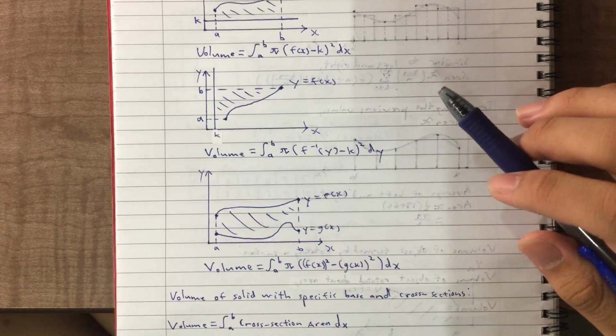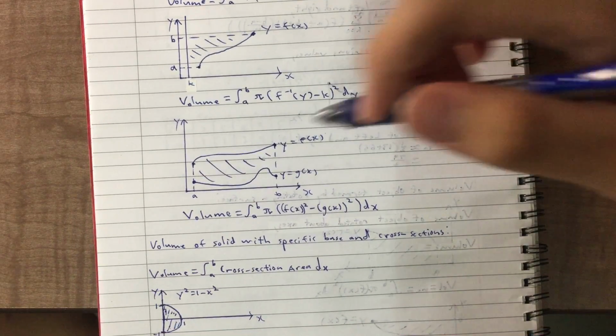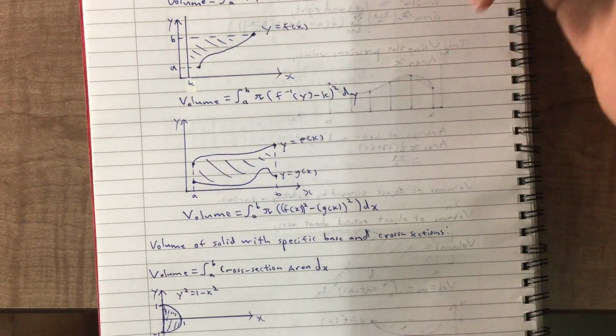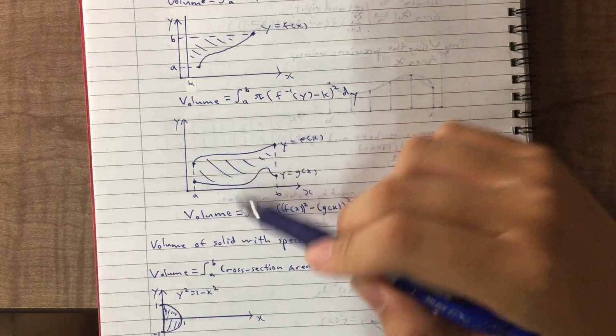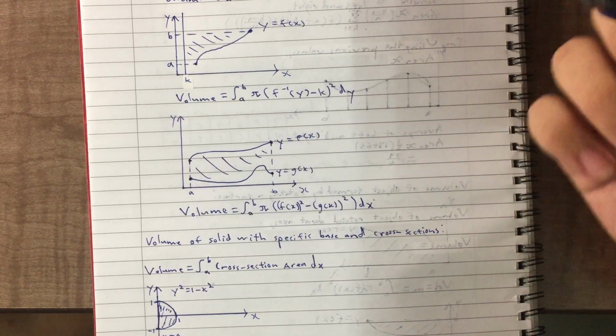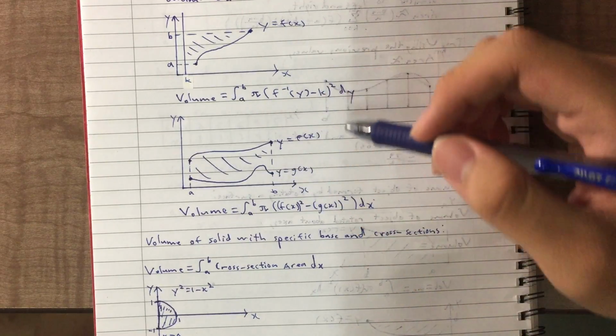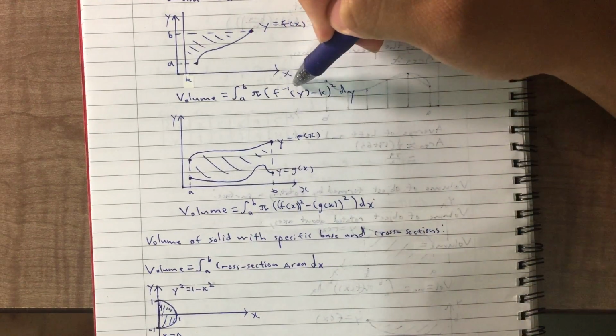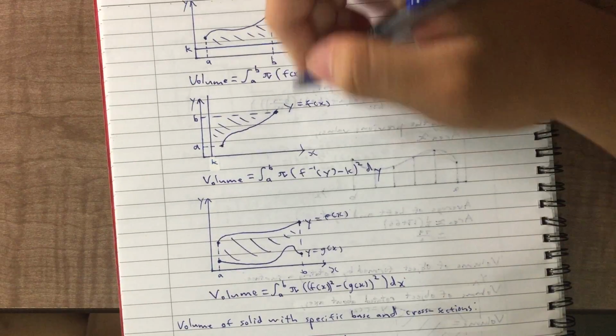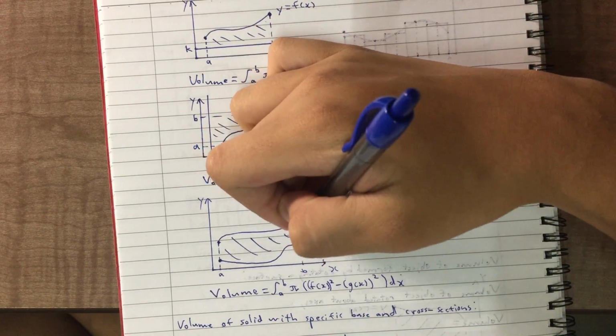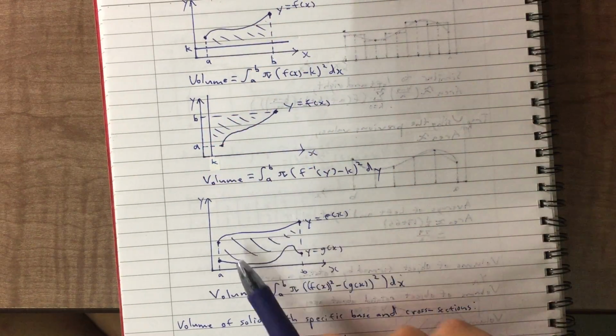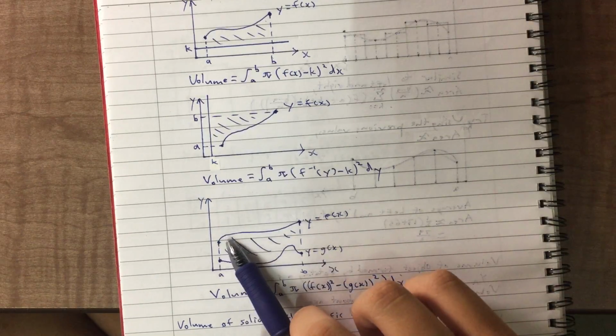Now, in some situations, you also want to find out the volume of a solid that is formed in between two functions. So how do you do that? It's pretty simple. You just take the top function minus the bottom function, and then you do the same thing. You use pi r squared, and you'll get the answer.